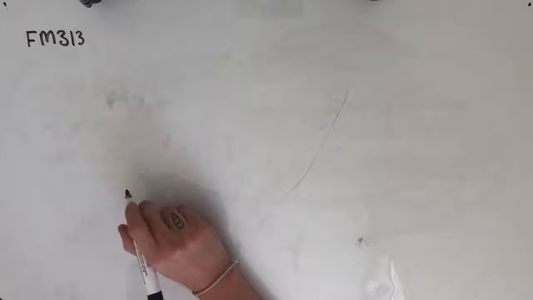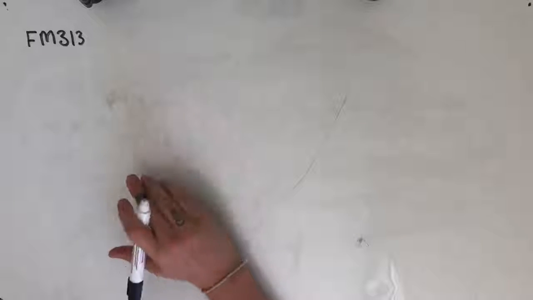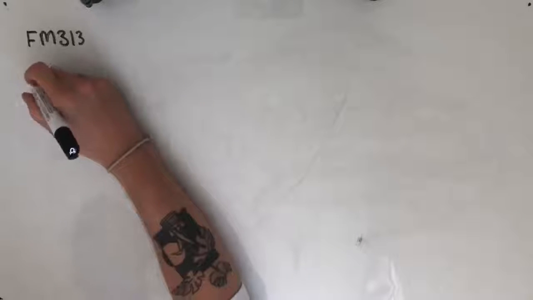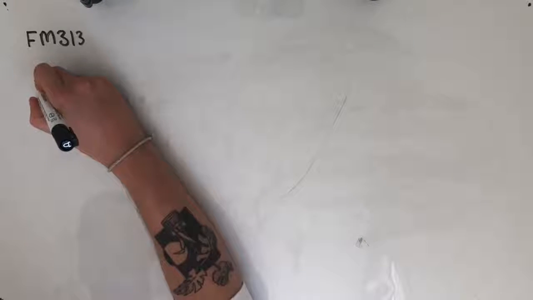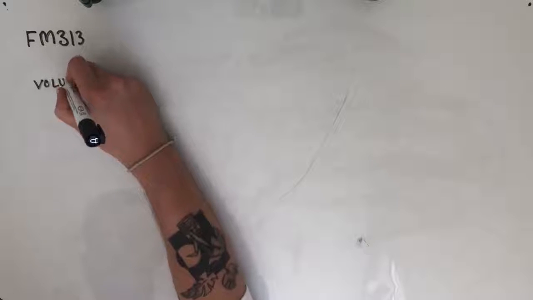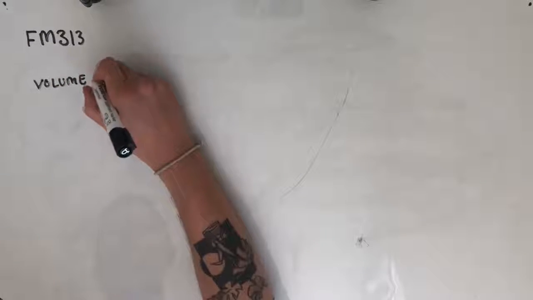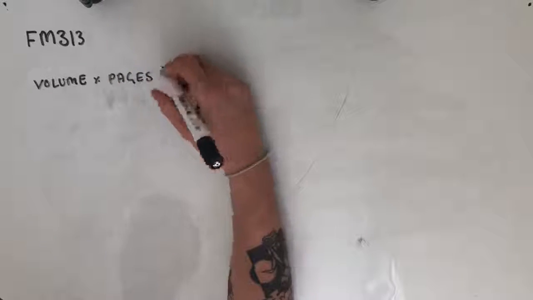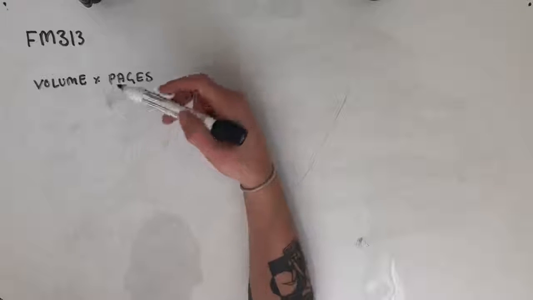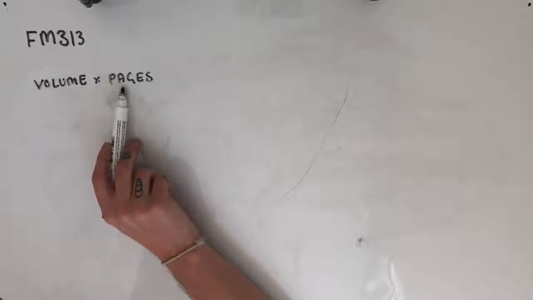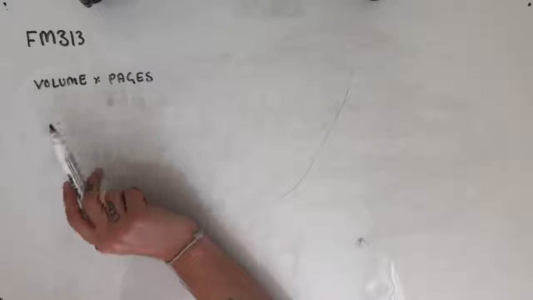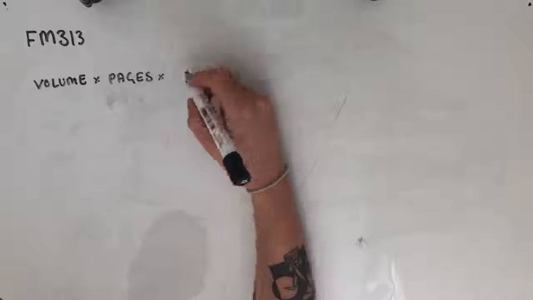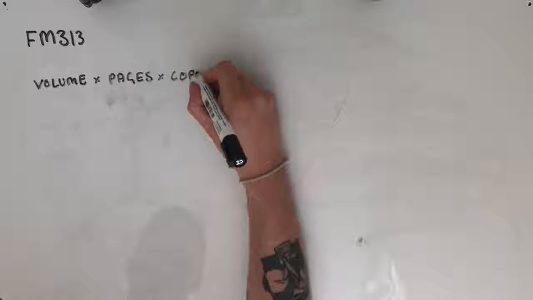So the way we're going to start this question is by looking at a setup for finding the correct formula, so creating a formula of our own. We're going to start by finding the volume of a page. We're going to multiply the volume of a page by the number of pages, which should give us the volume of all the pages in one book. Once we have that, we want to multiply it by how many copies of the book have been sold.